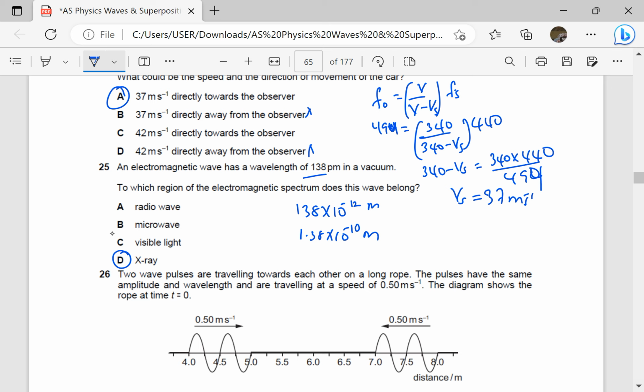Because visible light will be 10 power negative 7. Radio waves could be 10 power negative 2. Microwave, 10 power negative 2, negative 3.